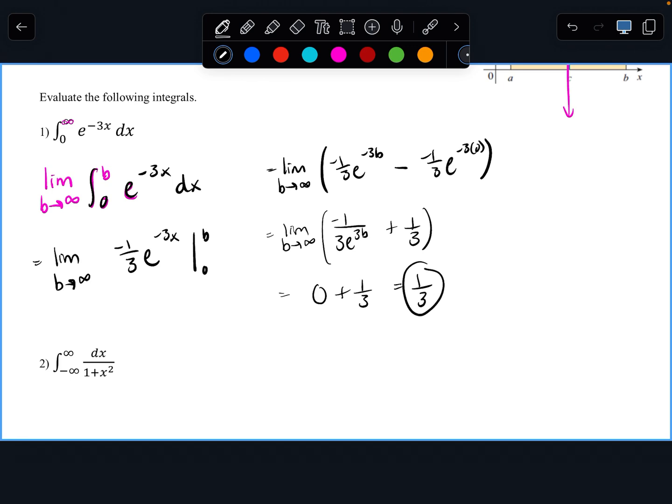And the word they use for this is called convergent. It means it approaches an actual value. So the two choices when you're solving these: it's either going to be convergent, which means you get a number, or it's going to be divergent, which means you get a type of infinity for your answer. So that's pretty much it.